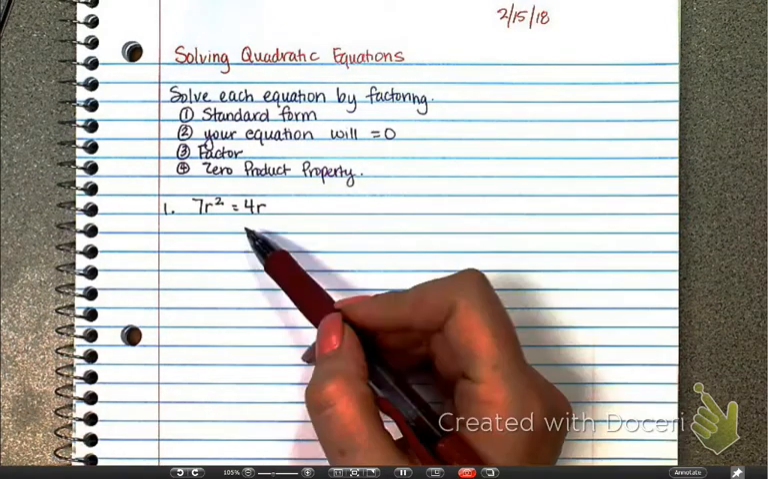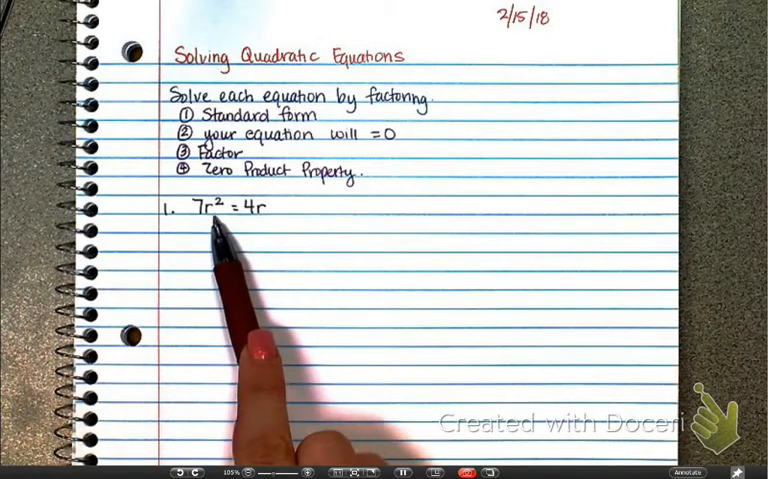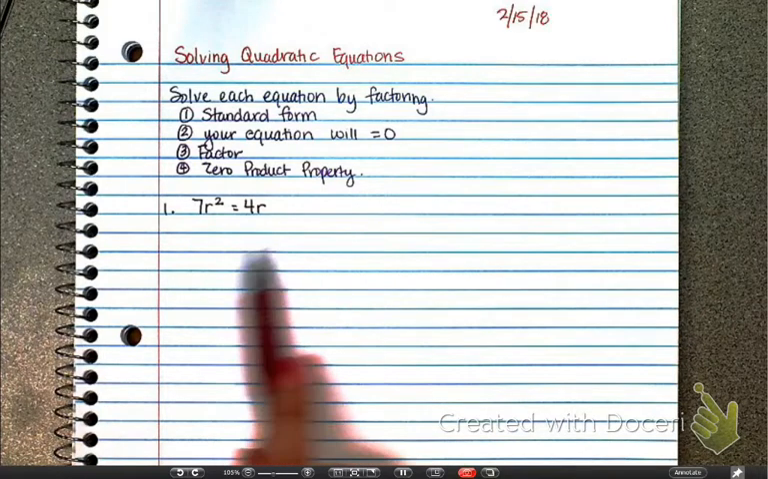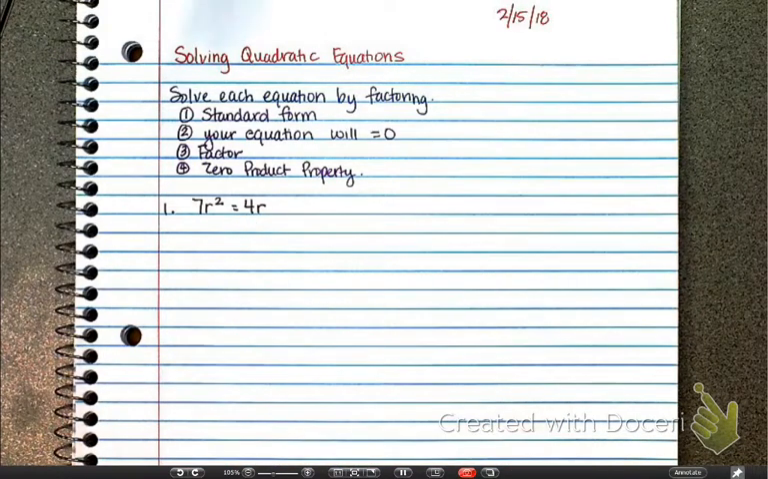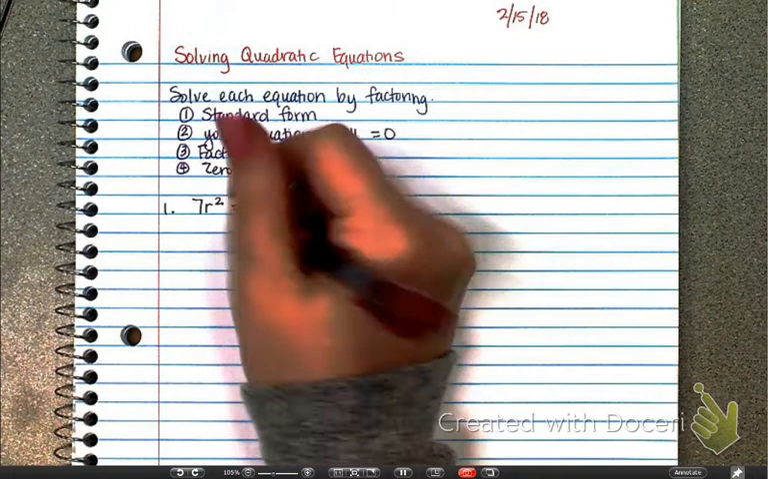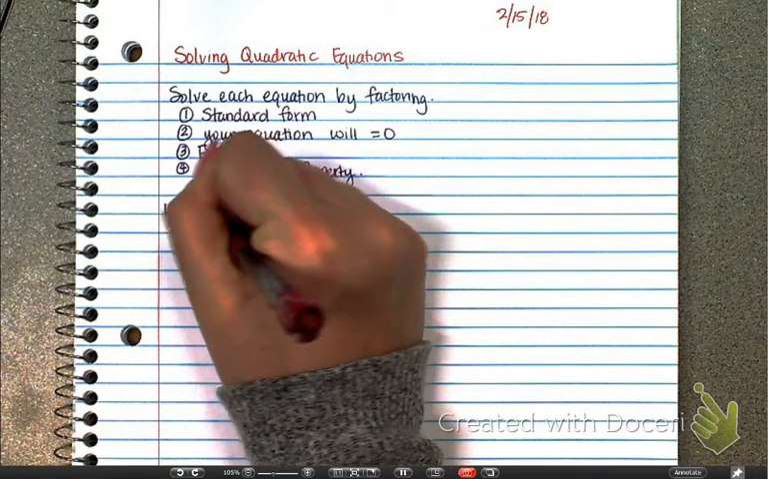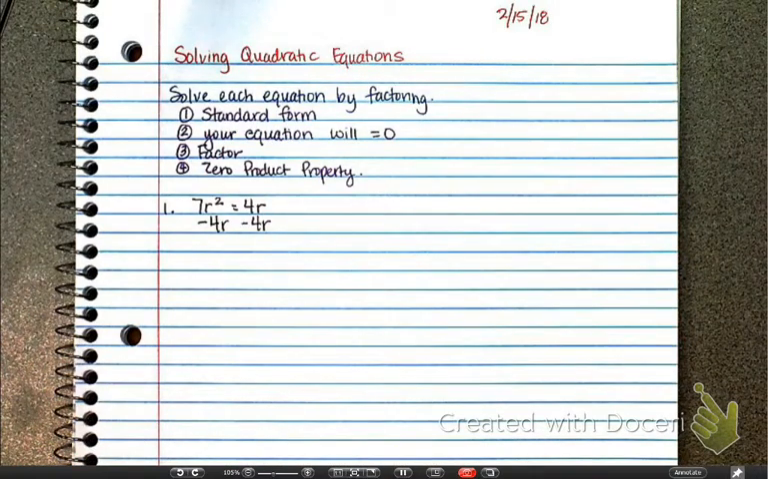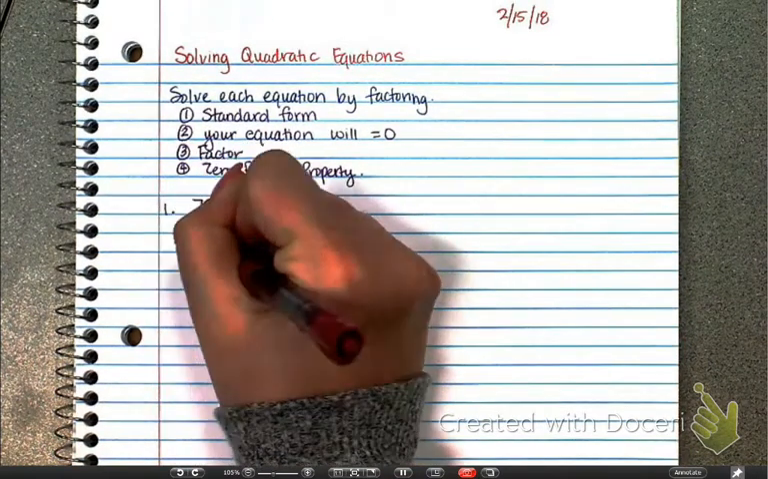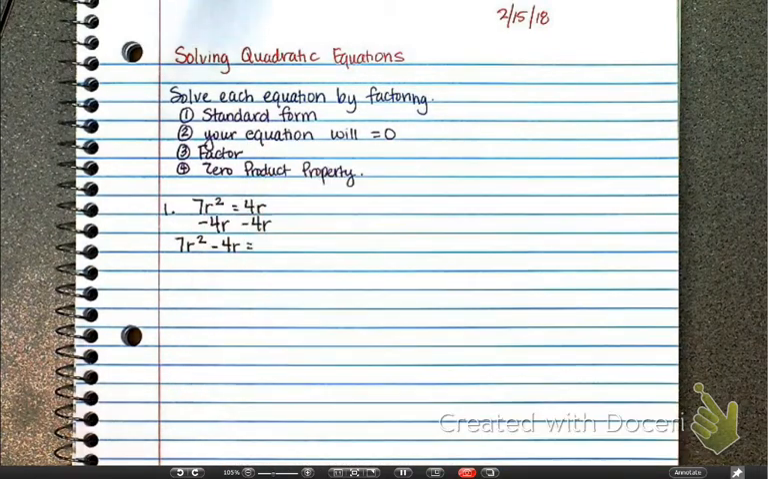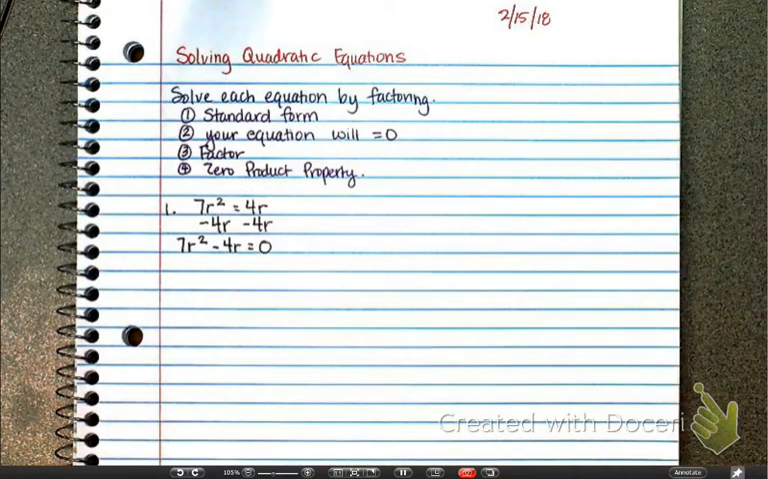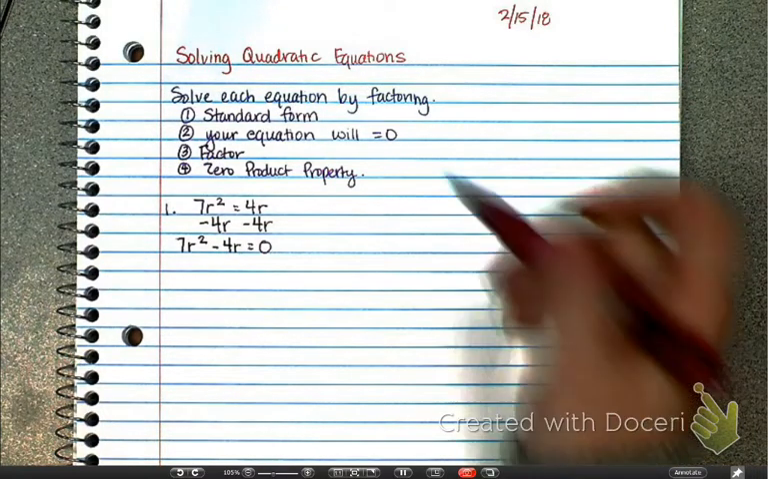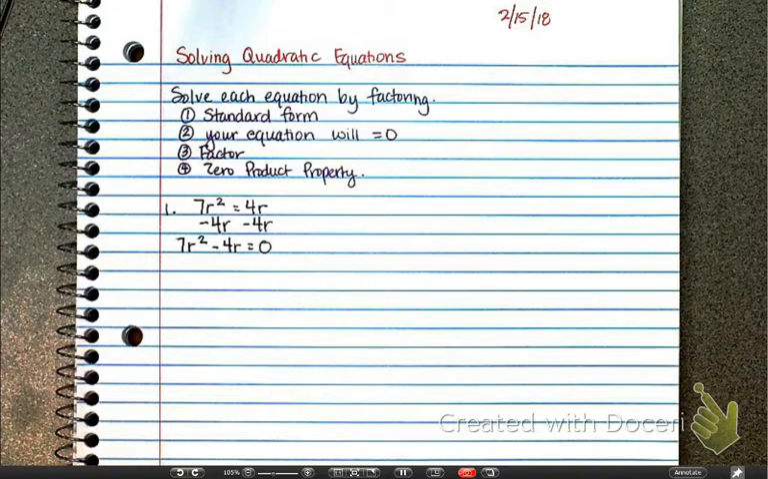The 4r. I will tell you that it is easier to keep your squared term positive, because then you don't have to deal with extra negatives. So I would always move everything to your squared term. How do I move 4r? Subtract it. Okay, good. So we're going to subtract 4r from both sides. So I'm left with 7r squared minus 4r equals 0, which is exactly what I want. By writing it in standard form, I have set my equation equal to 0.